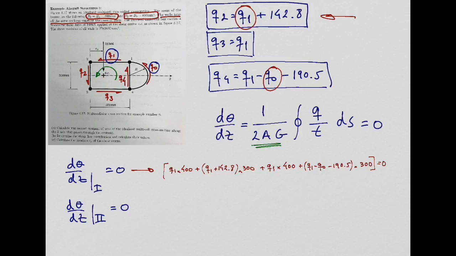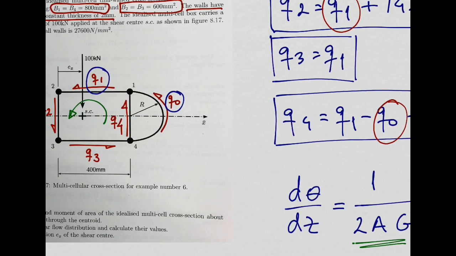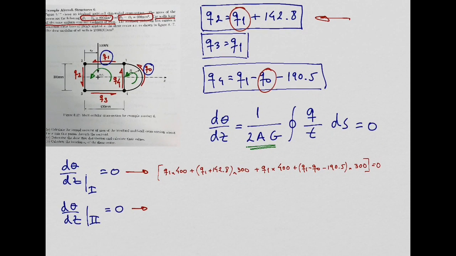And the second equation is now obtained for the second cell. So we need to do the same analysis for the second cell. We are also going to assume an anti-clockwise rotation for the twist angle on this second cell. So we will have what? The contour integral. We have two walls here. This one where we have Q0, starting with this one.